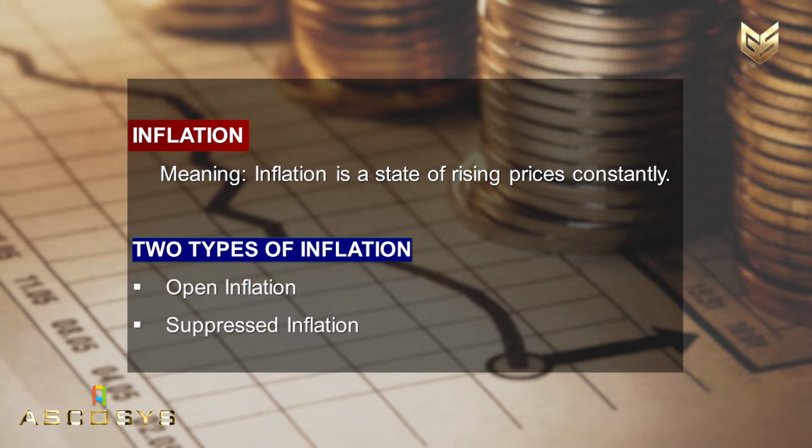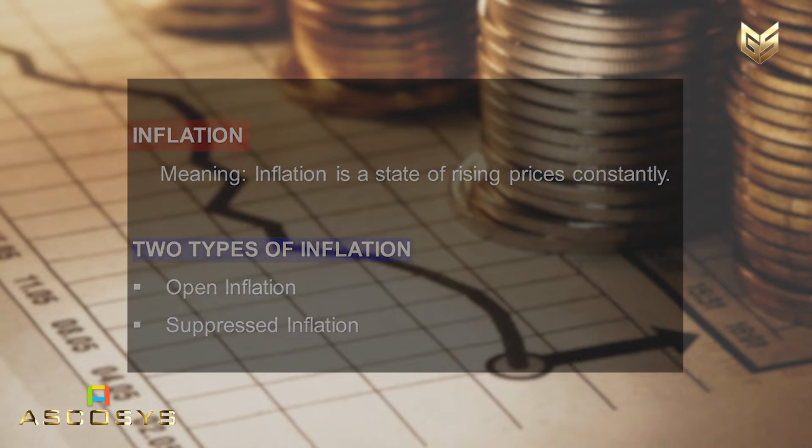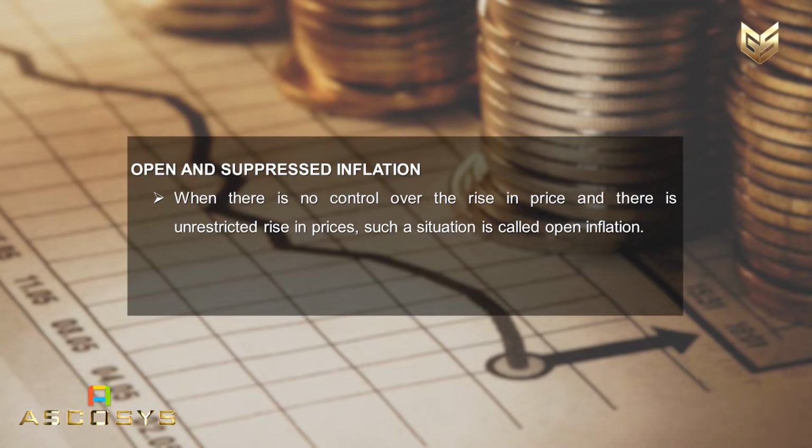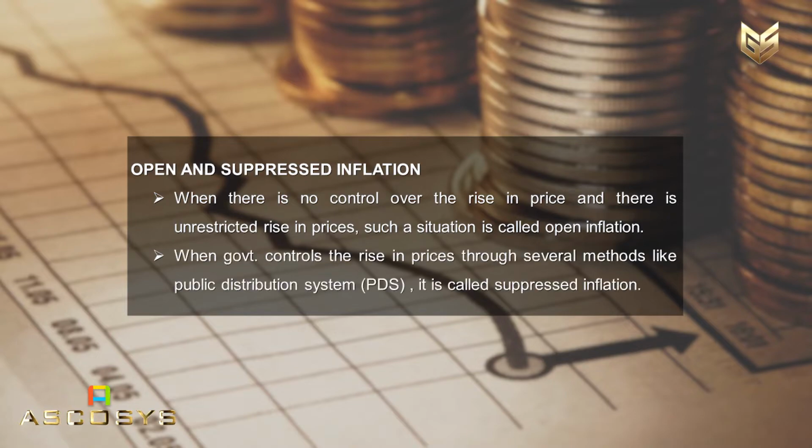What is open inflation? When there is no control over the rise in price and there is unrestricted rise in price in a country, such a situation is called open inflation. While when the government controls the rise in prices of commodities through several measures like public distribution system and restricting the price of commodities, it is called suppressed inflation.